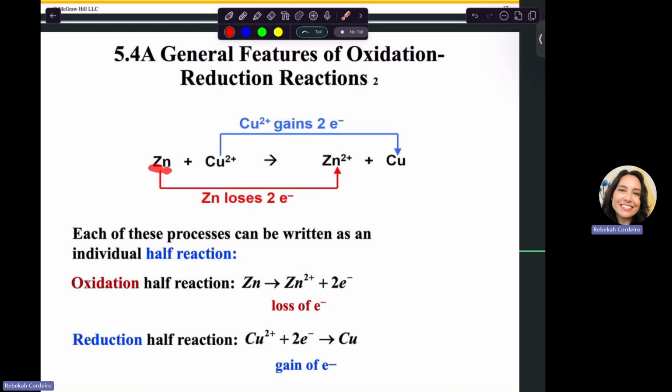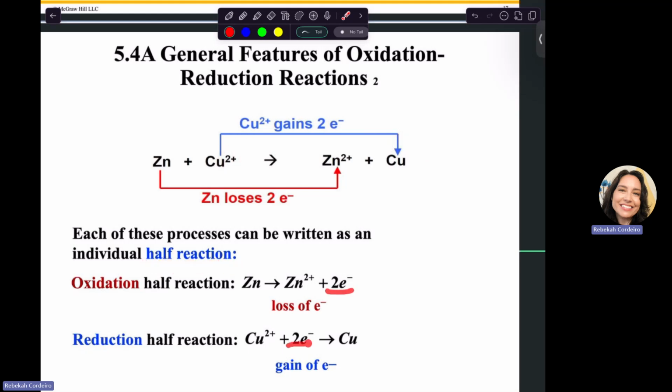So we can see here zinc goes from 0 to +2. That means we're getting more positive, which means we're LEO, which means we're oxidation, which means we're losing electrons. Copper goes from 2+ to 0. It got more negative, which means we're GER, which means we're reduction, which means we're gaining electrons. So that train of thought is what you need to figure out who's gaining, who's losing, who's oxidized, who's reduced. We can write these processes in what's called a half reaction, where we're actually showing the electrons.